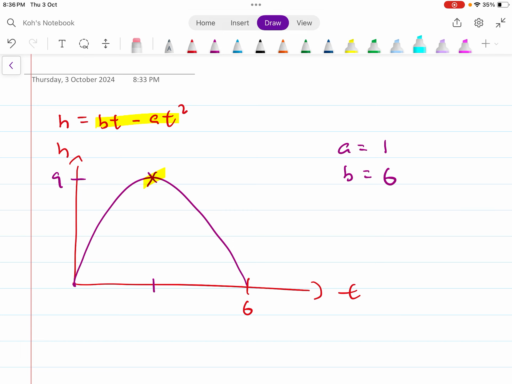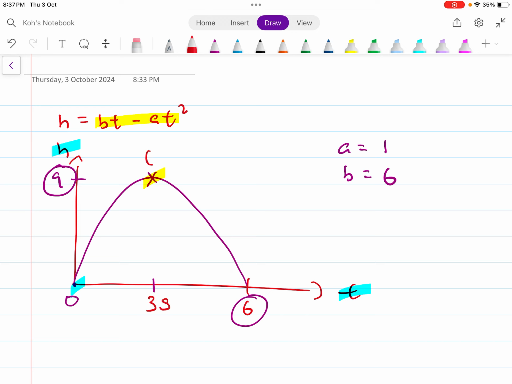The y-axis is h, the x-axis is t. Of course, at the start, t equals 0, your h is equal to 0. Then you will reach a maximum height, which I don't know at what time, but the maximum height is 9 meters, and you will hit the ground at 6 seconds. How do I actually show that a is equal to 1, b equal to 6? Very simple. We assume no air resistance, right? Since you hit the ground at 6 seconds, it means you reach the maximum height at 3 seconds.